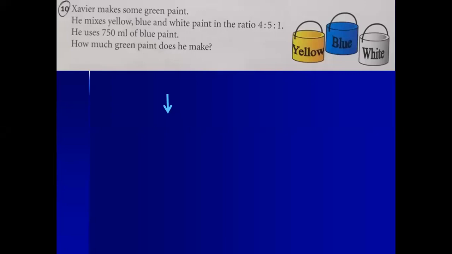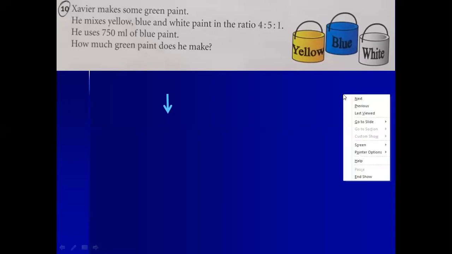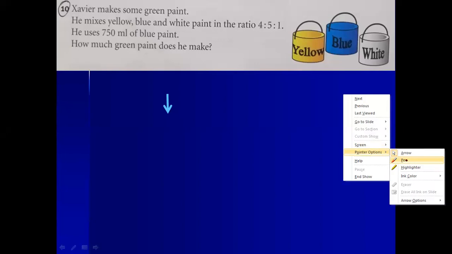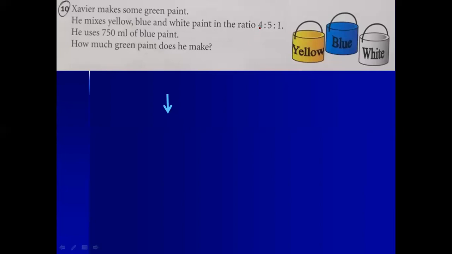Okay. Xavier makes some green paint. He mixes yellow, blue, and white paint in the ratio 4 to 5 to 1. Just a minute. The 4 represents what? The 4 represents yellow. Good. And the 5 represents the blue and the 1 represents white. Good job. He uses 750 milliliters of blue paint. How much green paint does he make?